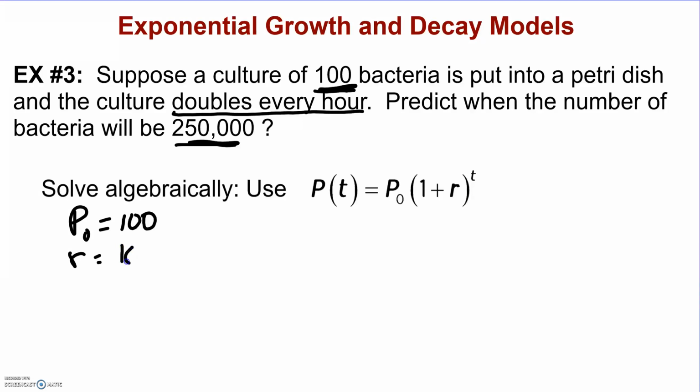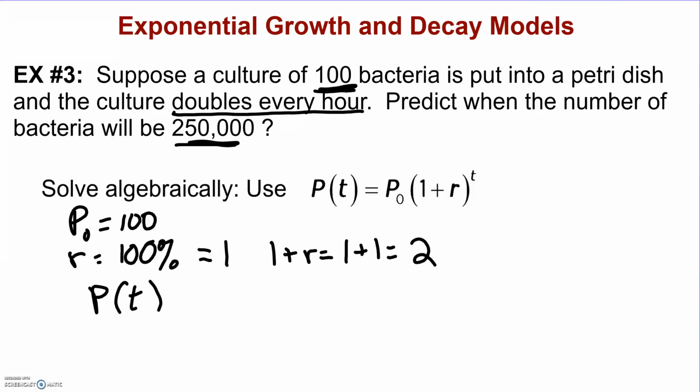So if it doubles every hour, that means that the rate of increase is 100%, because at the end of every hour you have 100% more than what you started with. It doubles each hour. So instead of 100%, we would just put 1 for that, which means that 1 plus r is 1 plus 1, or 2. So that's what's going to go in here for 1 plus r. So that gives us our basic function. It's P of t equals our initial value, 100, times 1 plus r, which we said was 2, to the t power.